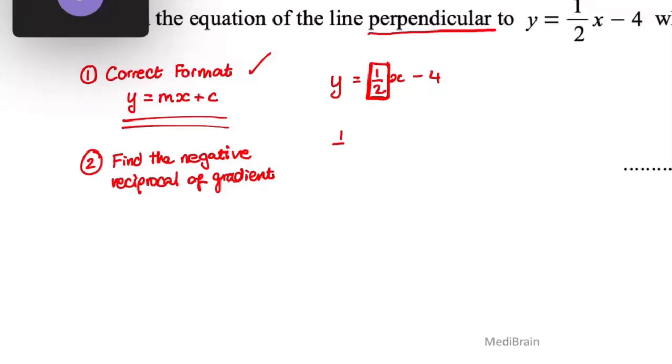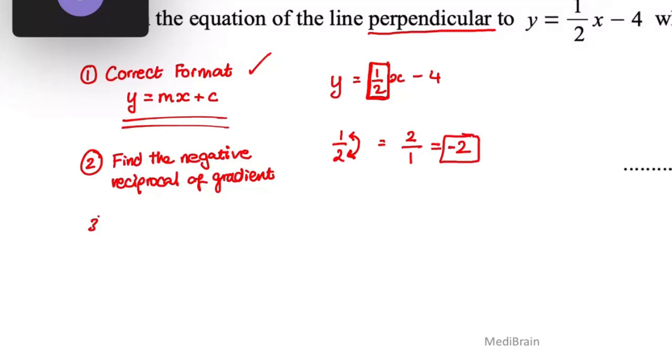Okay, so we've got a half. All we're going to do is switch the numerator and the denominator around, and that's going to become 2 over 1. 2 over 1 is just 2. And then it was positive, so we're going to change it to become negative. So the negative reciprocal is minus 2.